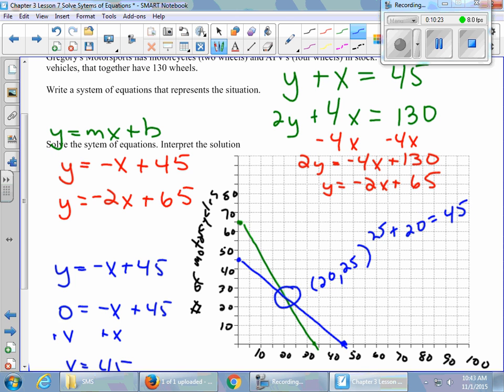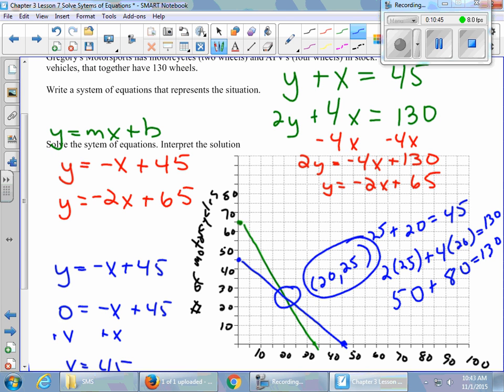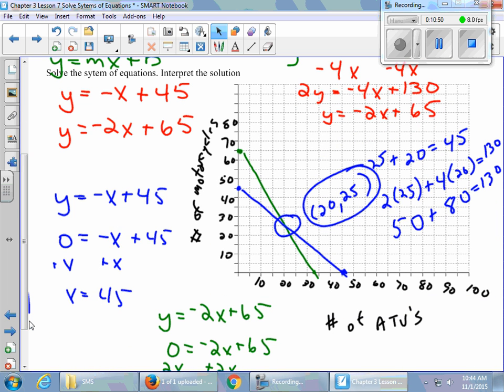And now we have 2 times 25 plus 4 times 20 equals 130. 2 times 25 is 50, plus 4 times 20 is 80, equals 130. 50 plus 80 equals 130, so that is our solution. It shows on our graph the number of ATVs and number of motorcycles at the store. Remember, ATVs are the x-axis, so it shows we have 20 ATVs and 25 motorcycles.